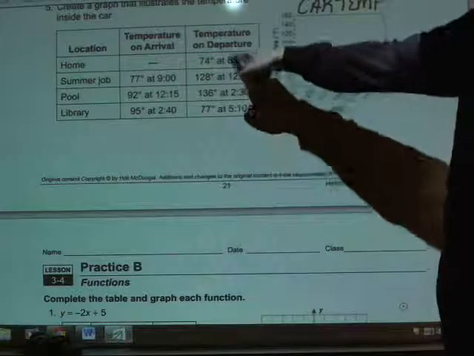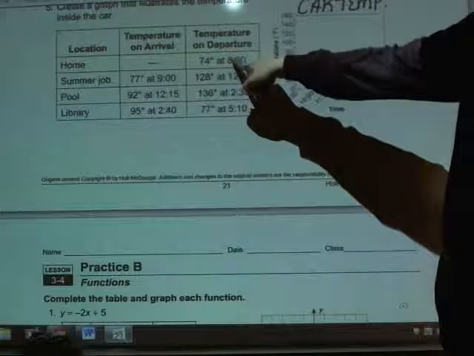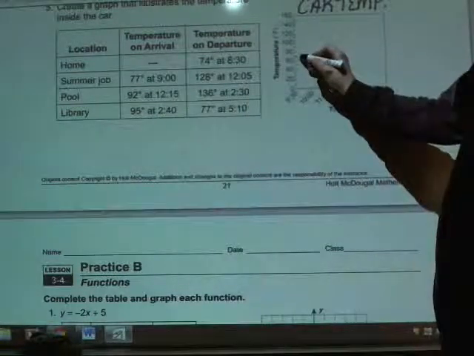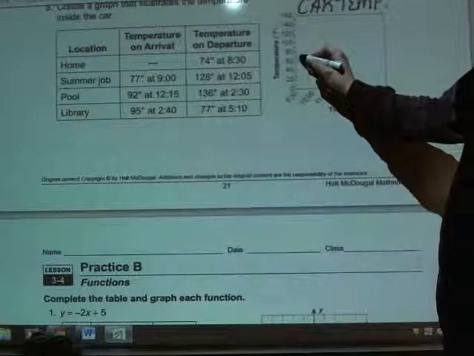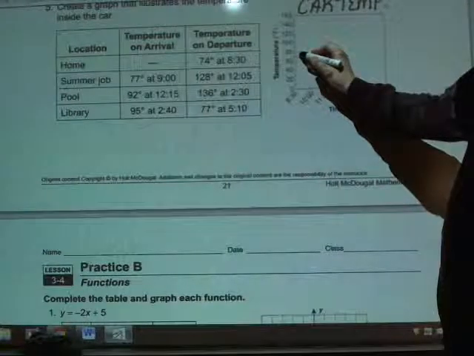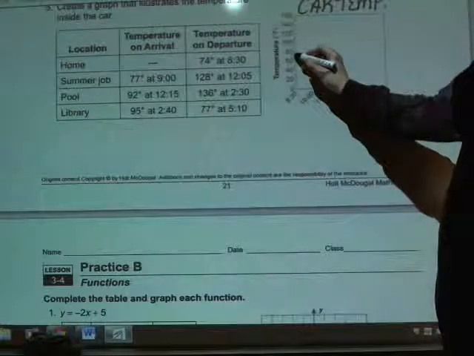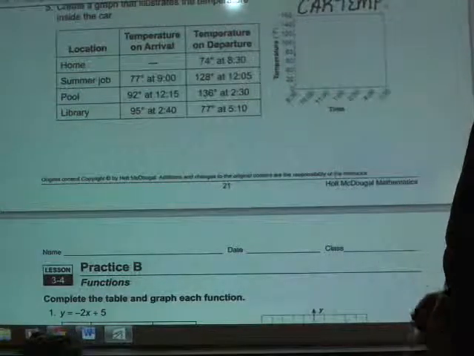So, at 8:30, the temperature is already 74 degrees. The middle mark between 60 and 80 would be 70, so I want to go up about halfway between 70 and 80, which would be 75, maybe down just a smidge. So that's going to be right about there.